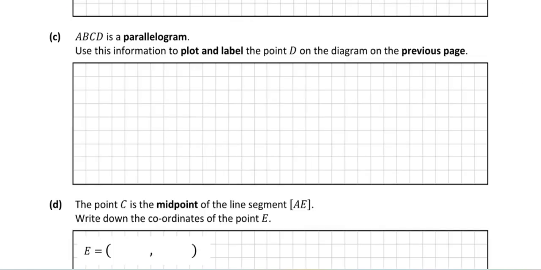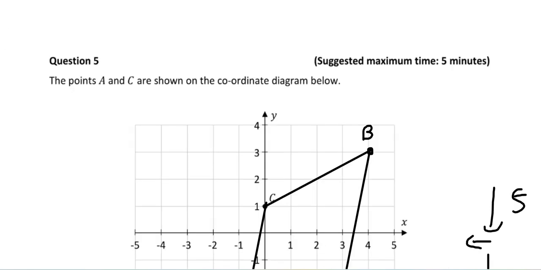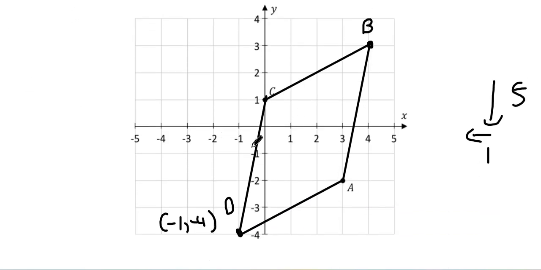Now. Done. I plotted it. C is the midpoint of A to E. Well, that isn't too bad, actually, because look at this. What I can do is I draw the length of this line, yeah? And I do the same distance out the other side. And that will make it the... I know you guys obviously haven't got the software to do this, right? So how would you guys do it?